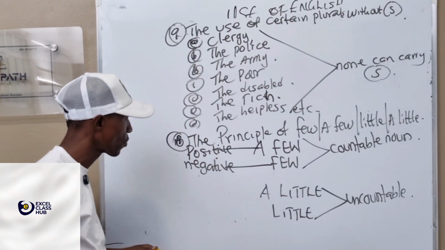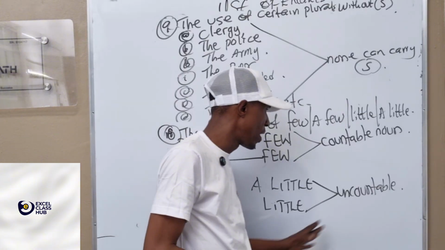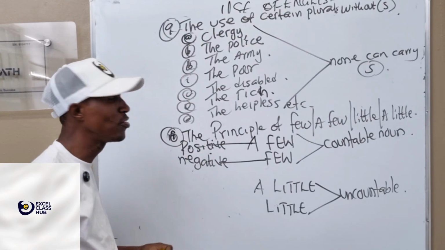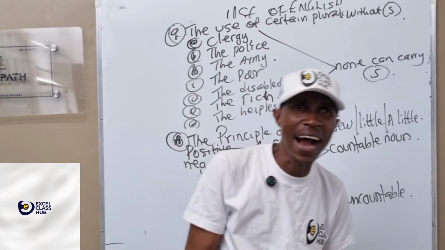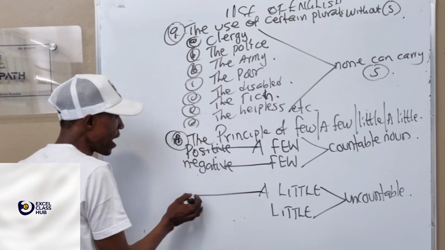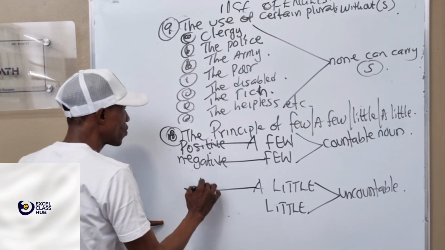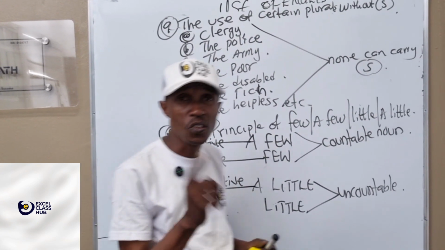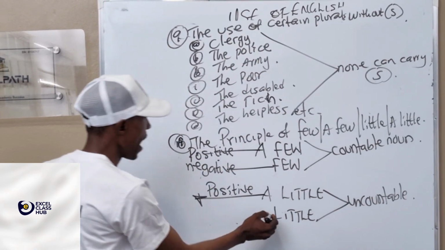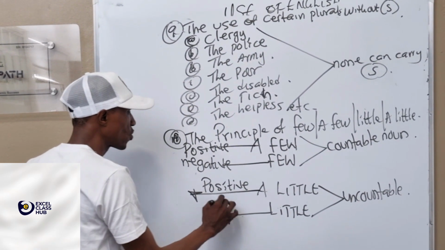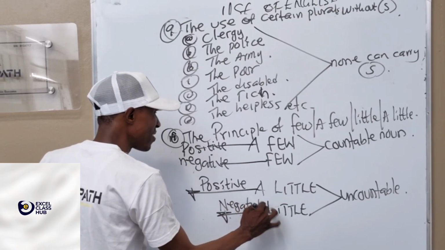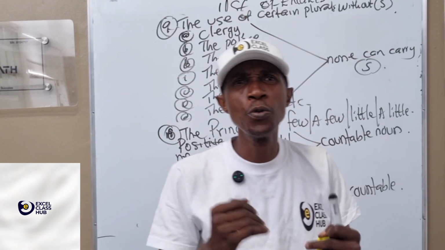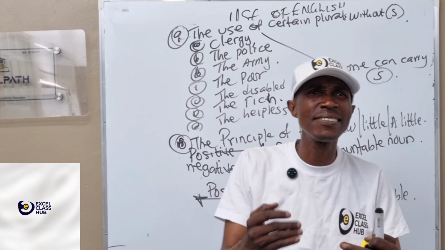Let's go to the second one. We said that a little and little are what? Uncountable. Now, how do we differentiate between a little and little? Please take note that whenever you use the word a little, it goes with something positive. It goes with something what? Positive. And whenever you use little, it goes with something negative. Now, we have been able to break it down. How do we answer questions related to such?